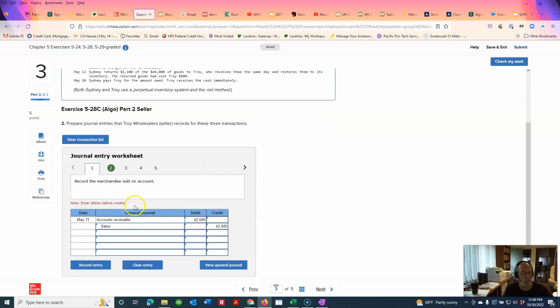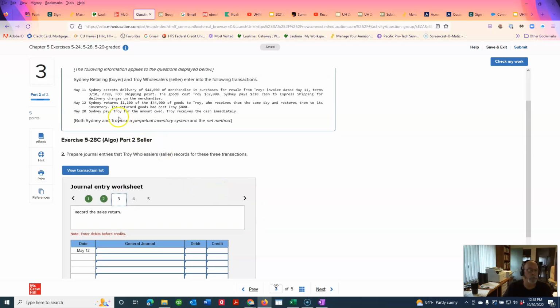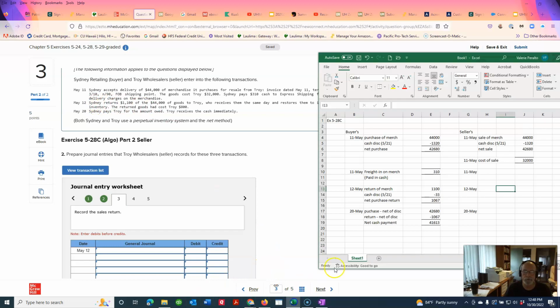Now we can go on to the third entry, record the sale return. Now the sale return was made by the buyer, and the buyer returned $1,100 of merchandise. And notice the freight, which was paid by the buyer, has no effect for the seller. So there's no entry on the seller's books for the freight that the buyer paid.